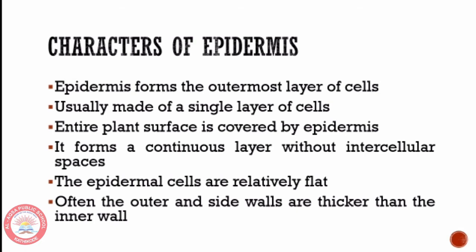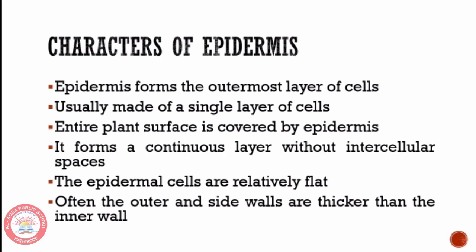Let us see what are the characters of epidermal cells. The epidermis forms the outermost layer of the cells. Usually, it is made up of a single layer of cell. The entire plant's surface is covered by epidermis, as I said earlier. It forms a continuous layer without intercellular spaces. It is forming a continuous layer because it is a protective layer, so there should not be any gaps.